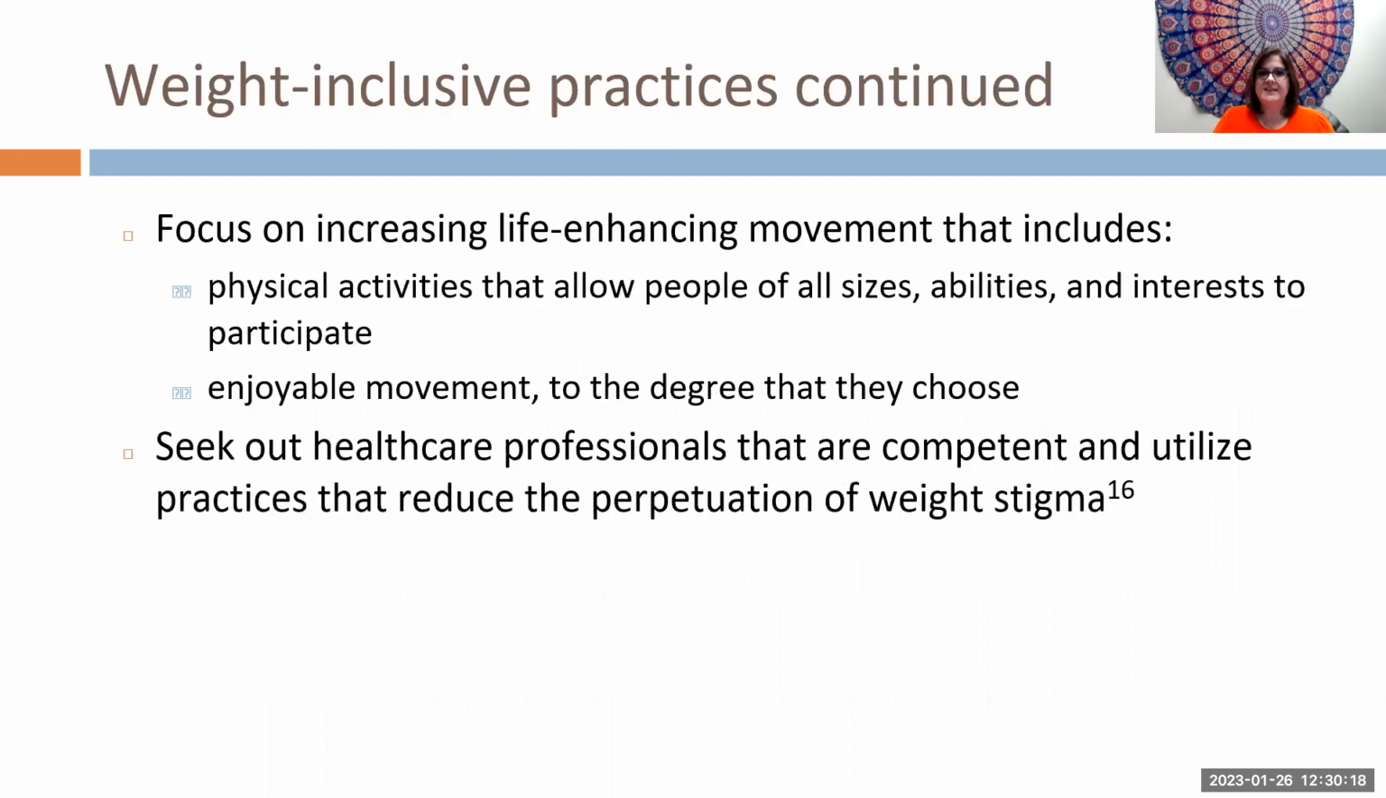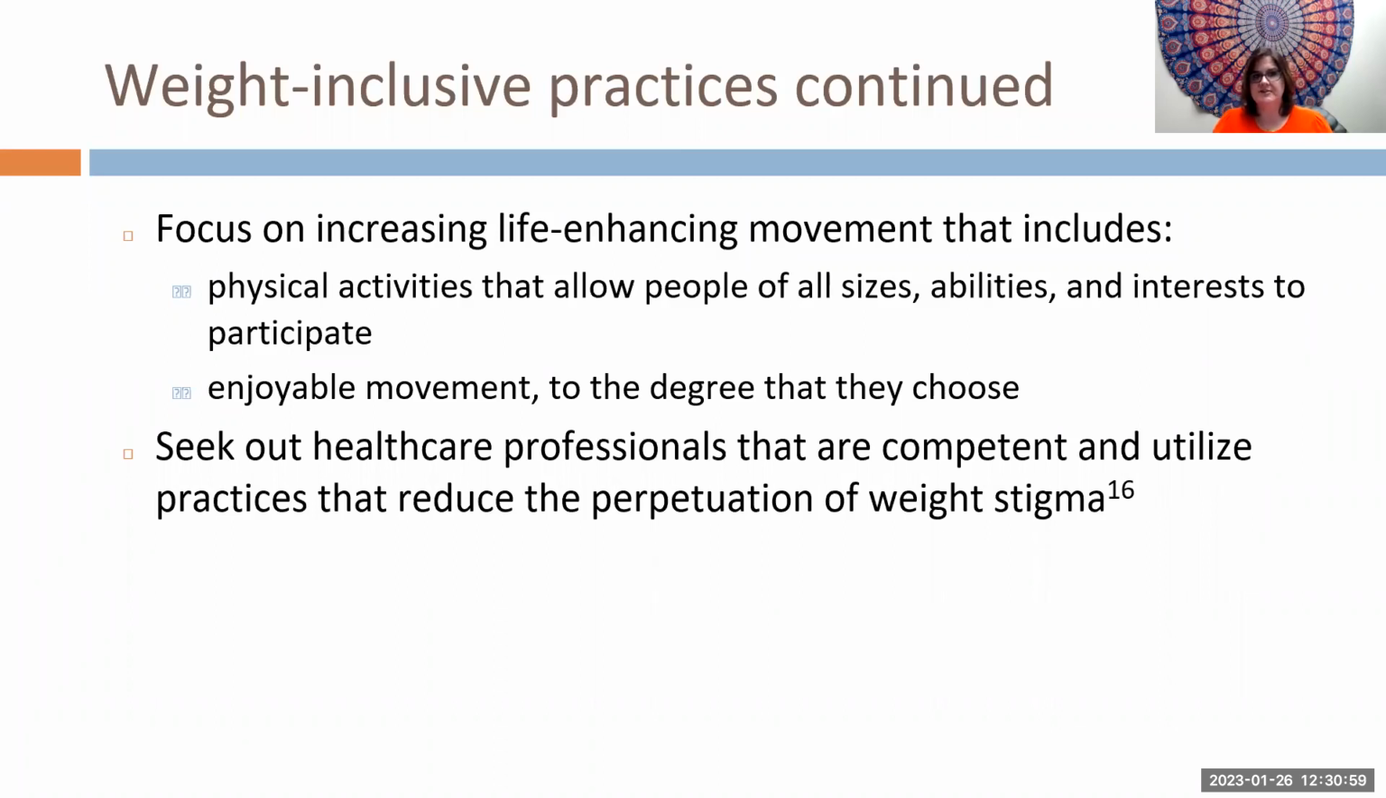There's a focus on life-enhancing movement that includes physical activities that allow people of all sizes, abilities, and interests to participate. So I think another real area of thinking about behavior change and applying a weight-inclusive approach is really to physical activity. If you've ever been to a gym class, I know I've been to many over the course of my life, and I have never been to one that has allowed accommodations for someone in a wheelchair, for example. So I think as part of weight inclusive practice, we have to recognize that people have many different types of abilities and interests. And so it doesn't have to be the typical gym either.